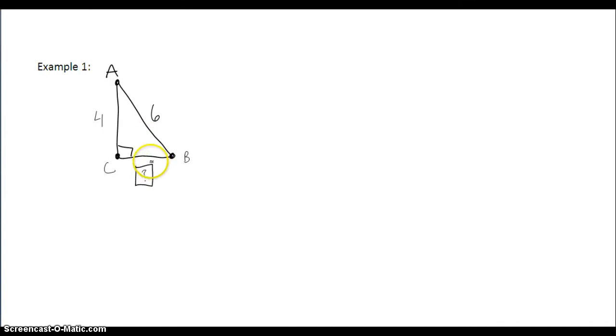Step 1. We need to find the length of the missing side. We know two sides of this right triangle. To solve for the missing side, we're going to use the Pythagorean theorem: a squared plus b squared equals c squared. So 16 plus question mark squared equals 36.